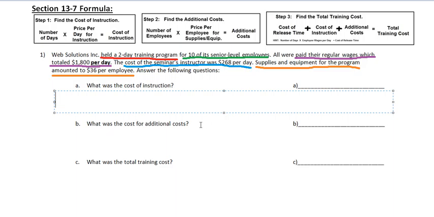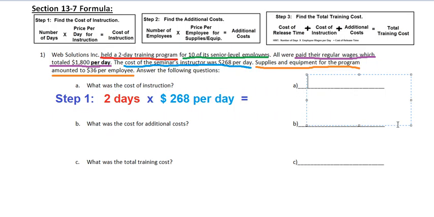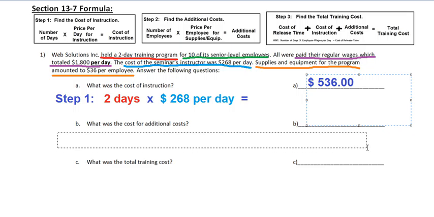What was the cost of instruction for letter A? Well, what we're doing here is step 1, and we're going to take the number of days, which in this case is 2 days, and we're going to multiply it times the price per day for instruction. The price per day for instruction is $268 per day. If you can use the colors in front of you, you'll be able to see where I'm getting this info. So you multiply this all out, and what do you get? You get $536 even. That's how much it costs just for the teacher, just for the instruction.